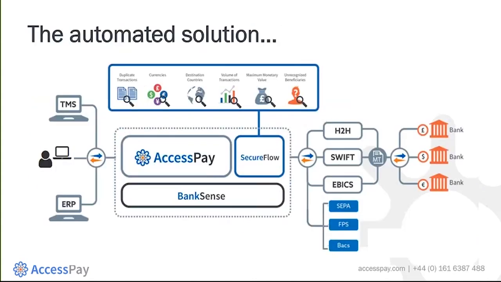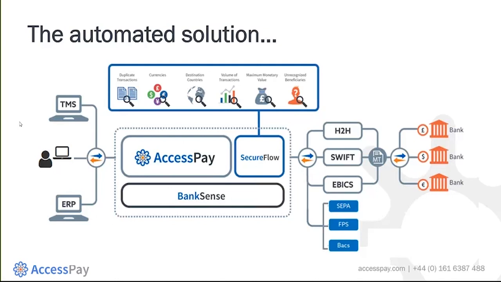So what's the automated solution? It's an integrated solution where your back-end systems integrate through to a payment automation provider such as AccessPay. As you can see on the left-hand side, you'd have direct connectivity for your TMS and ERP or any back-end applications, but also a uniform platform for your users to access as well. They don't need to keep accessing these proprietary bank channels. It gives you control and access from one platform and one point of entry.